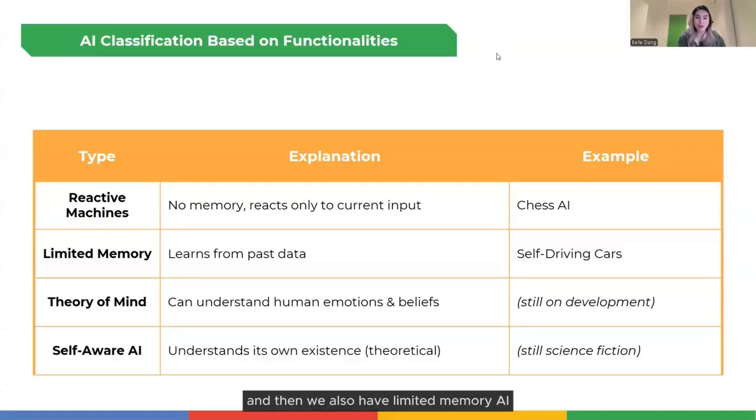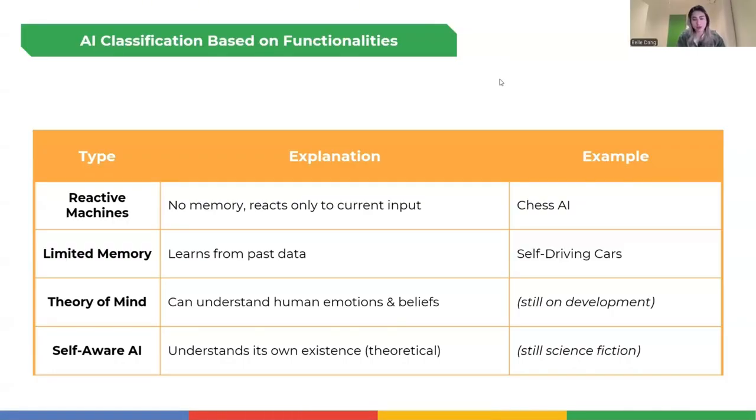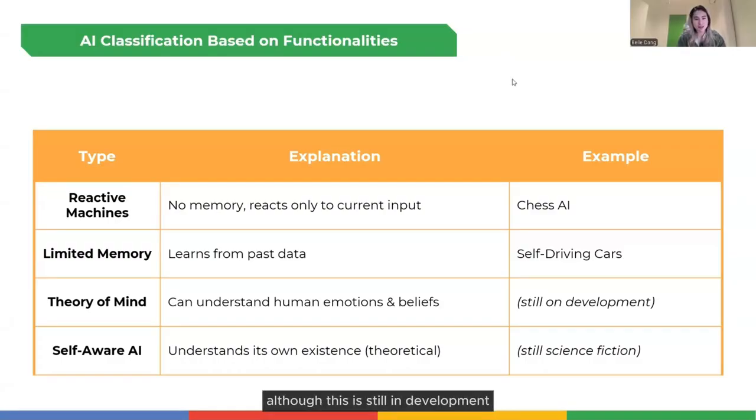And then we also have limited memory AI. This AI learns from the past, like you study for an exam to make better choices. A self-driving car, for example, would continuously update its response based on past driving conditions. There's also the theory of mind AI, although this is still in development and remains largely hypothetical. This refers to future AI that could understand emotion and intention. So imagine a chatbot that knows when you are feeling sad and responds with extra kindness.